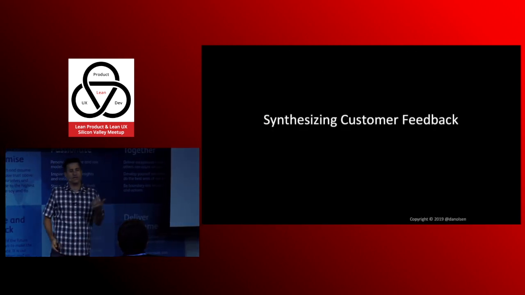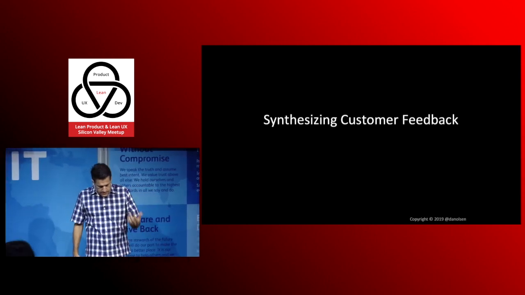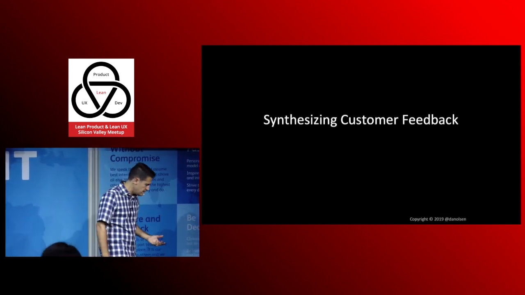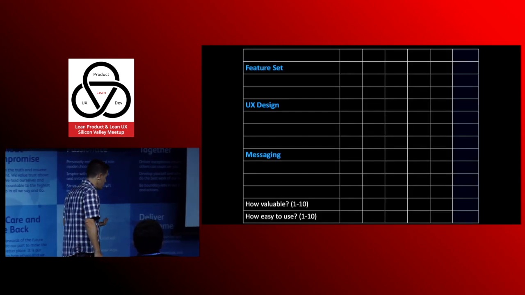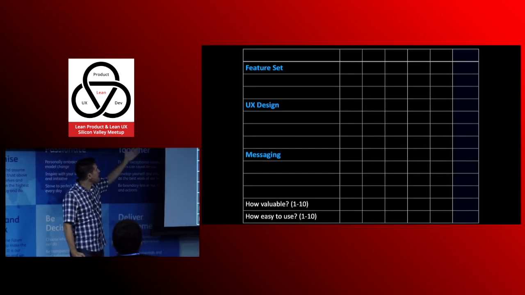I call this synthesizing customer feedback. Let's say I have my InVision prototype, and I'm testing with 5 users, okay? I like to just create a grid. There's nothing in the grid at first. All I have right now is categories.